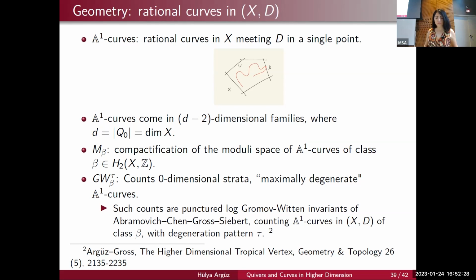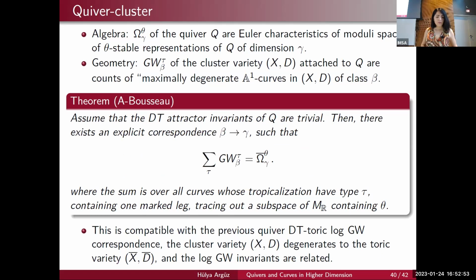To be able to extract invariants, what we do is we count 0-dimensional strata inside this moduli space. Such invariants appear in the work of Abramovich and Gross-Siebert, and in my work with Mark Gross from 2020 or 19, we provided an algorithm for how to count such A1 curves. So just to recall, on the algebra side, I had a quiver and quiver DT invariants. On the geometry side, I construct a cluster variety and look at the counts of A1 curves.